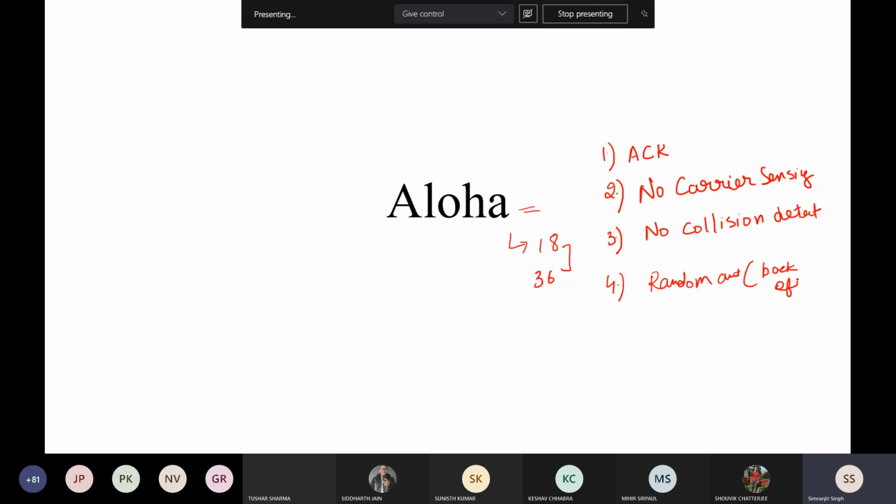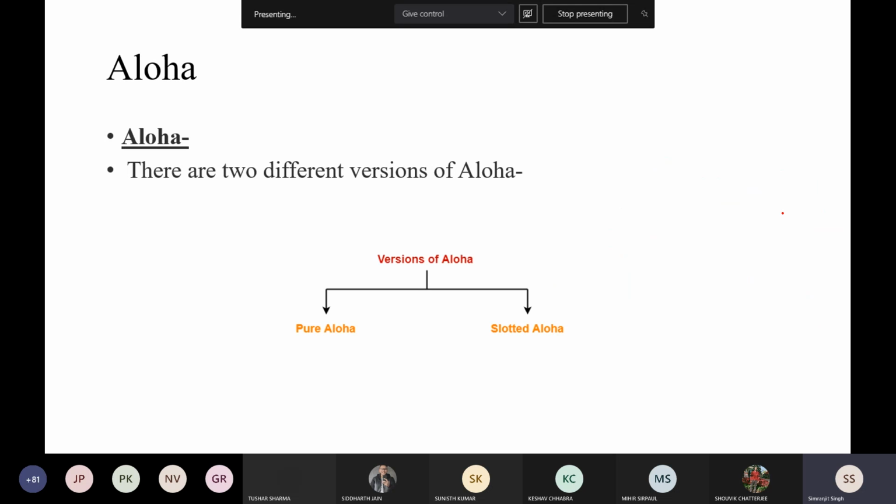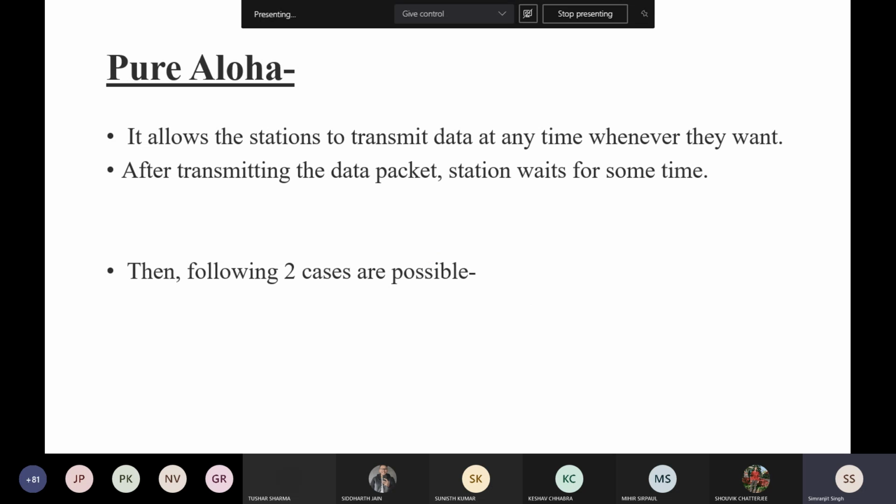Okay, so it is called back off time. Now there are two different versions of Aloha. First version is pure Aloha, second version is slotted Aloha. Okay, so now pure Aloha, it's very simple.